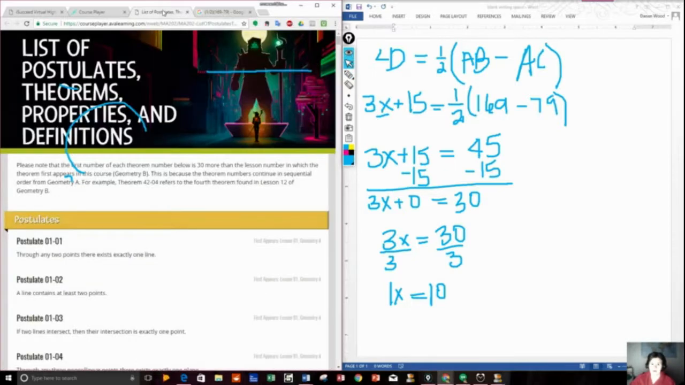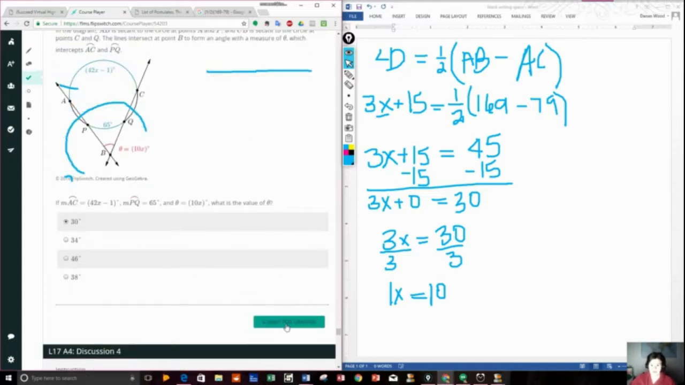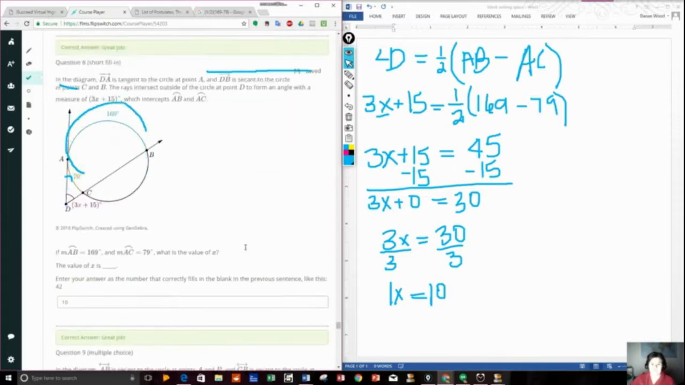And so we're going back here. What is the value of x? Alright, well we have it. It is 10. And we're going to submit for grading before we move on. Good job.